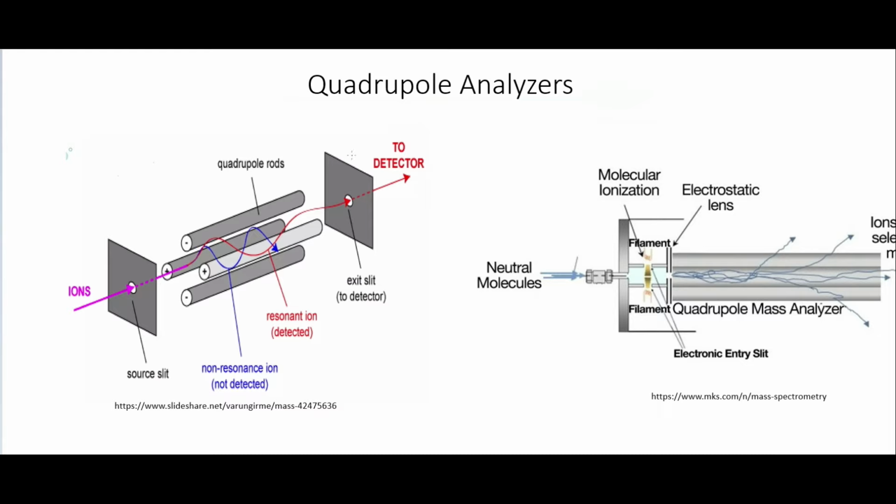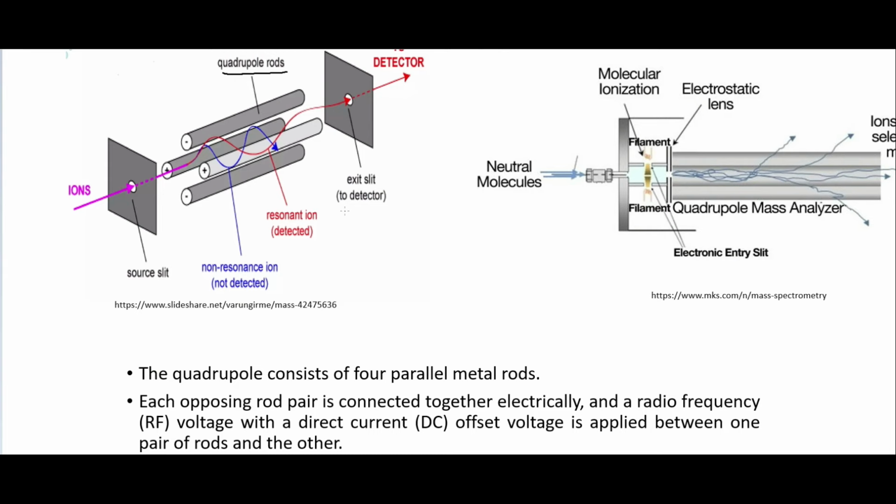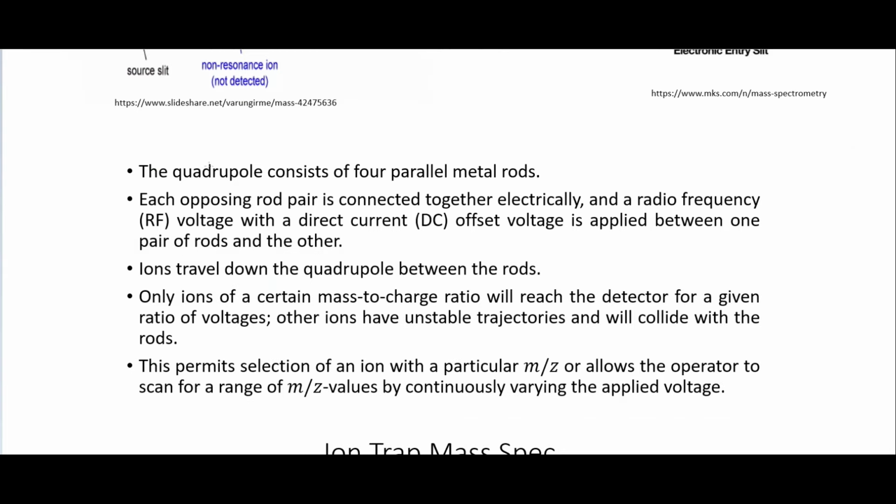So another type is called the quadrupole analyzer. And so that uses 4 of these rods here, which will have differences in the electricity going through them. So we see the quadrupole consists of our 4 parallel metal rods. Each opposing rod pair is connected together electrically, and a radio frequency voltage with a direct current offset voltage is applied between one pair of rods and the other.